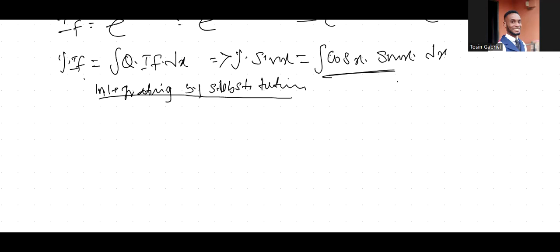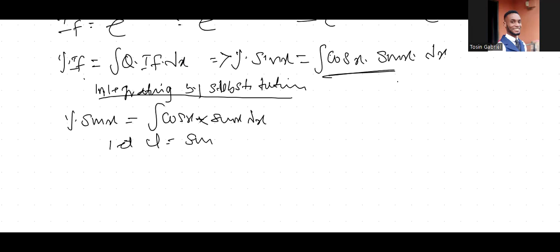But let's continue. So if you have y multiplied by sine x, which is equal to the integral of cos x multiplied by sine x dx, how do you do it? The first thing you say is let u be equal to sine x, then you differentiate. So du dx will be equal to cos x, right? Then you make dx the subject of the formula. So your dx will now be du divided by cos x.